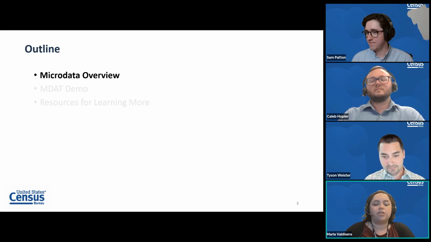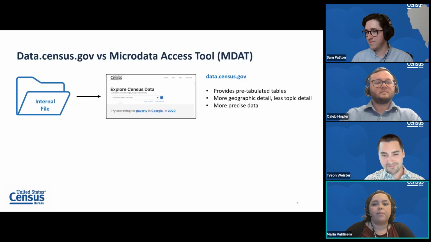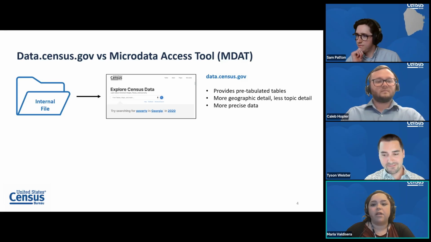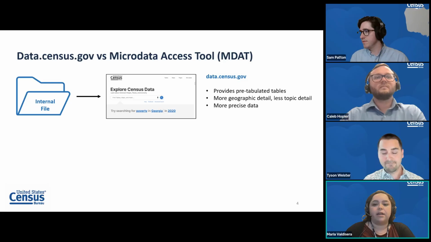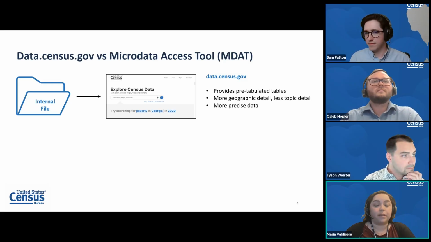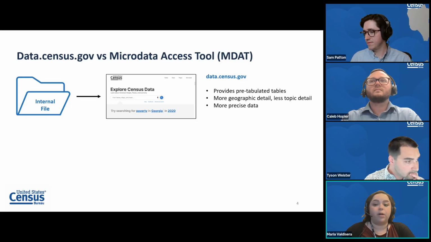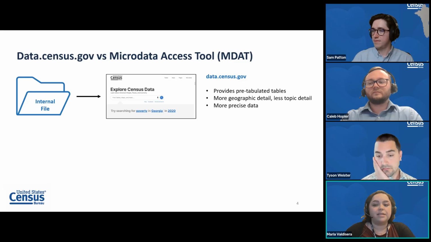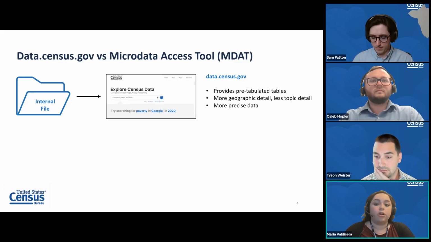So when we get started with the overview, when it comes to the difference in the level of detail in data.census.gov versus what you'll see in the Microdata Access tool, the data in data.census.gov provides those pre-tabulated tables that Tyson just showed. Additionally, there is much more geographic detail available and less topic detail available. And then we'd also like to point out that the data on data.census.gov is considered to be more precise since it is pulling from a larger sample than what is available in the PUMS file.